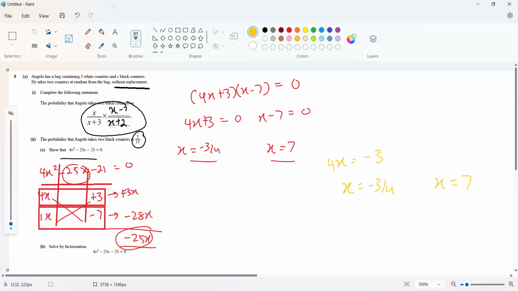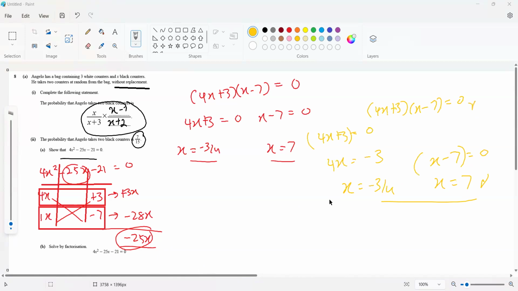So it'd be 4x equals negative 3, 4x plus 3 equals 0, and this will be x minus 7 equals 0. So these two will serve as your double bracket. So make sure you write it in the reverse order if you want to do it in the reverse way. So this is also acceptable in this sense, right? So you may choose the method that you would like to use.